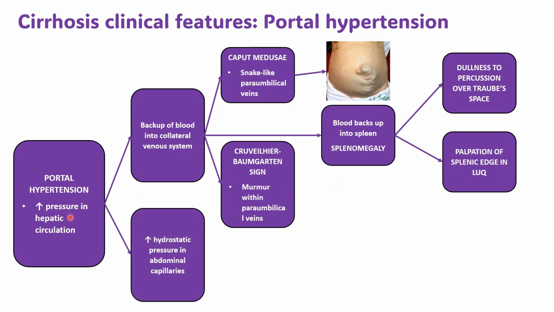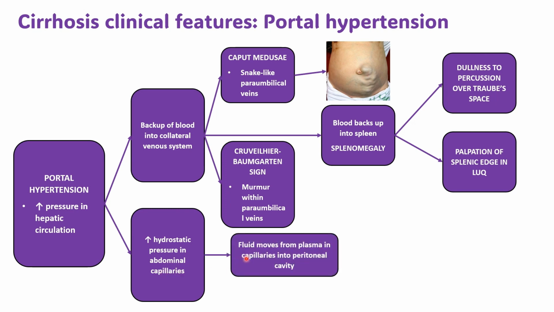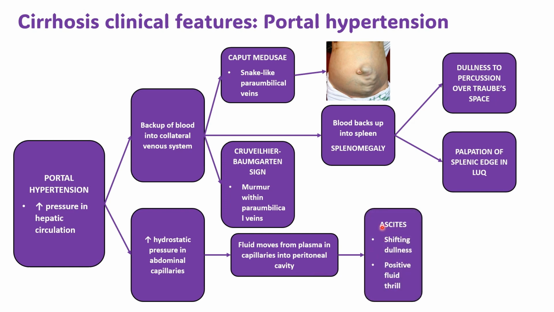Okay. So because of portal hypertension, we have an increase in the hydrostatic pressure within abdominal capillaries, which can result in fluid moving from the plasma in the capillaries into the peritoneal cavity. We know that the peritoneal cavity is the space between the parietal, the outer, parietal meaning out of the wall, and the visceral peritoneum. This can result in ascites. So ascites is this fluid accumulation within that peritoneal cavity.